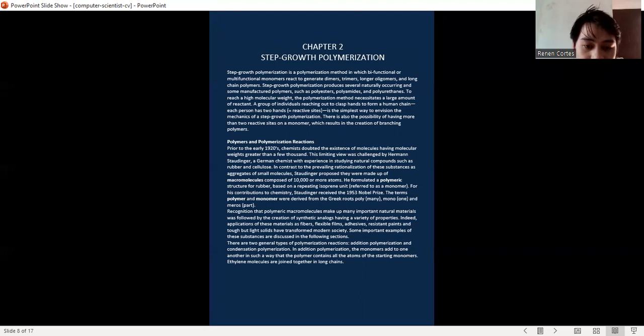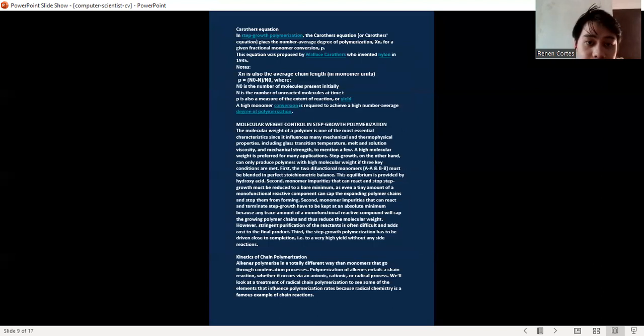The terms polymer and monomer were derived from the Greek roots poly, meaning many, mono, meaning one, and meros, which means part. So there are two general types of polymerization reactions: addition polymerization and condensation polymerization. In addition polymerization, the monomers add to one another in such a way that the polymer contains all the atoms of the starting monomers. Ethylene molecules are joined together in long chains.